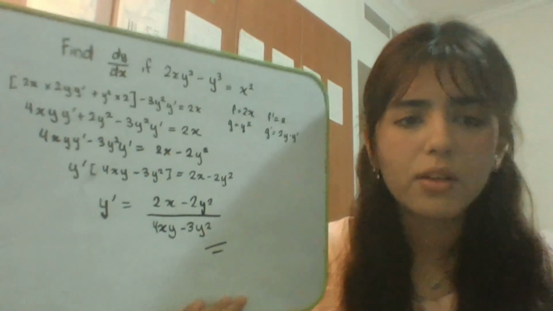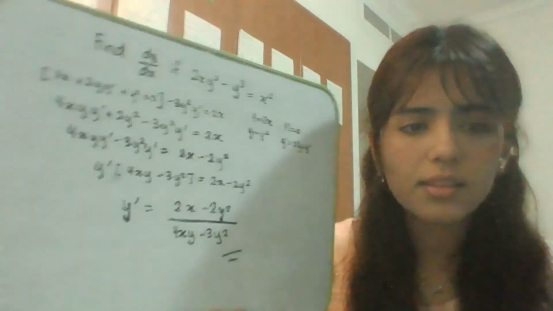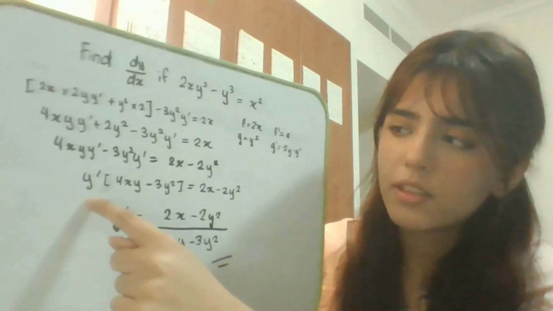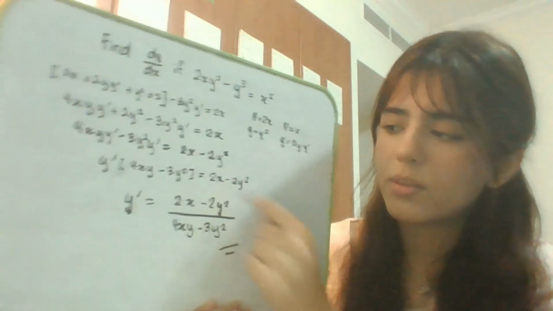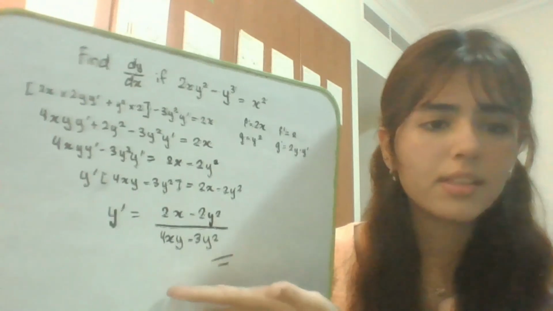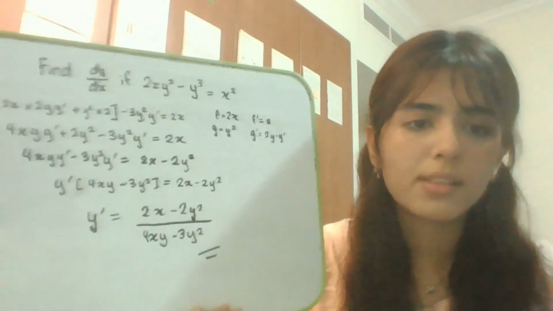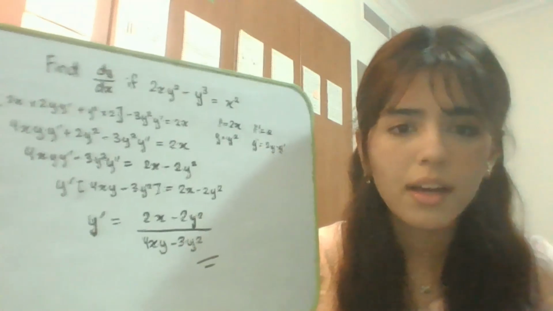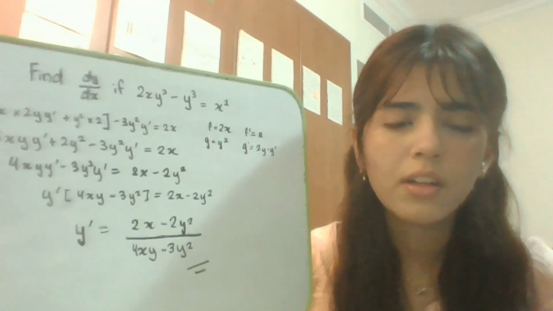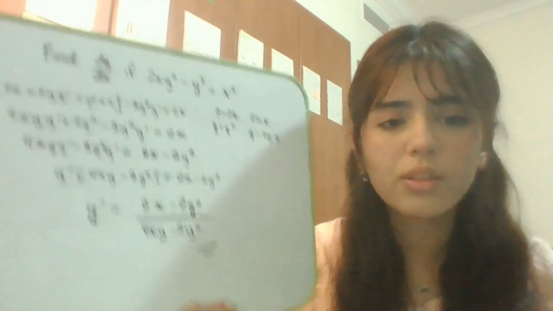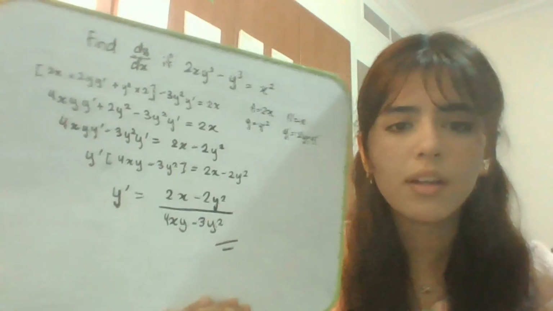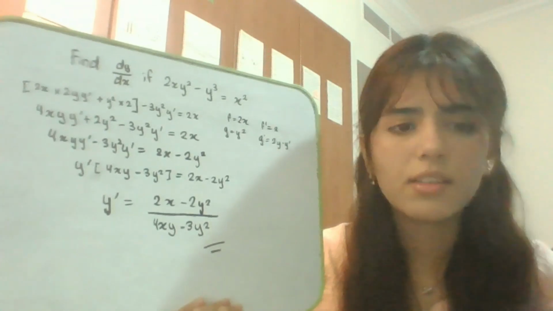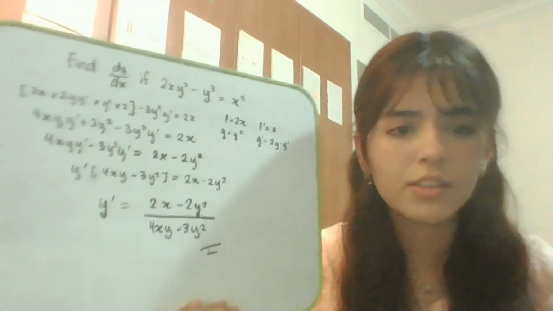Sorry guys, I think my video cut off. But anyways, what I was saying is that we isolated for y dash and we divided this term on the other side and we got this as our answer. So that's basically it. Most implicit differentiation questions are like this, and this is the complete basics of it. So if you need harder examples, you can let me know and I'll make another video on it. But usually these are some of the easiest ones you'll get for implicit differentiation.